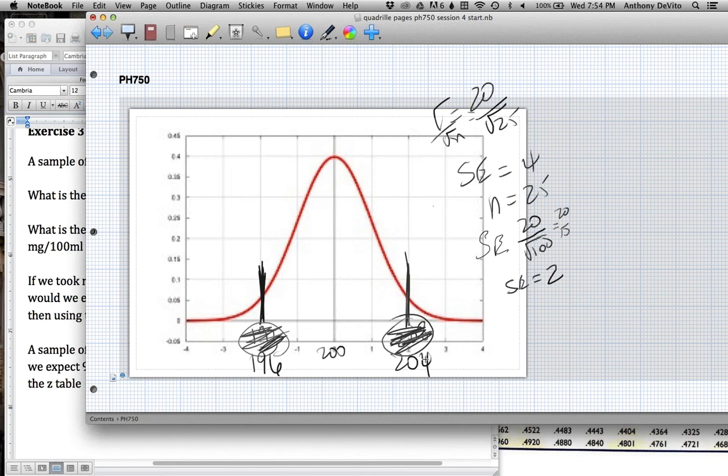By all rights, I should draw this as a narrower distribution. Same mean, but a narrower distribution. So we're talking 196 to 204. Okay, that's how this works. The bigger the sample size is, the smaller the standard error, the bigger your confidence is about where the mean is, right? Sample size helps you with that.